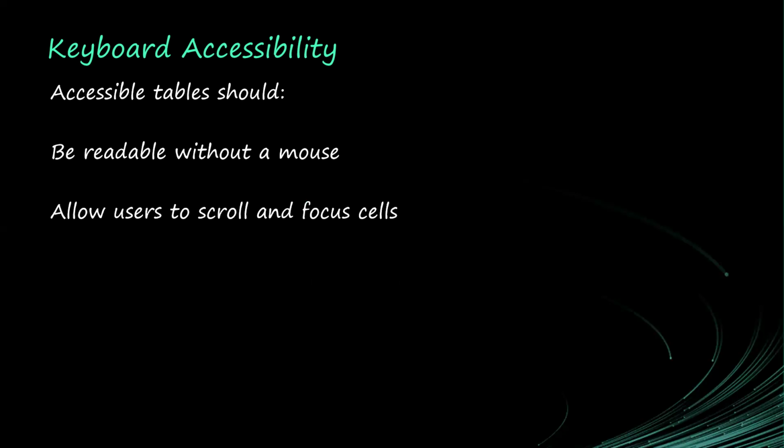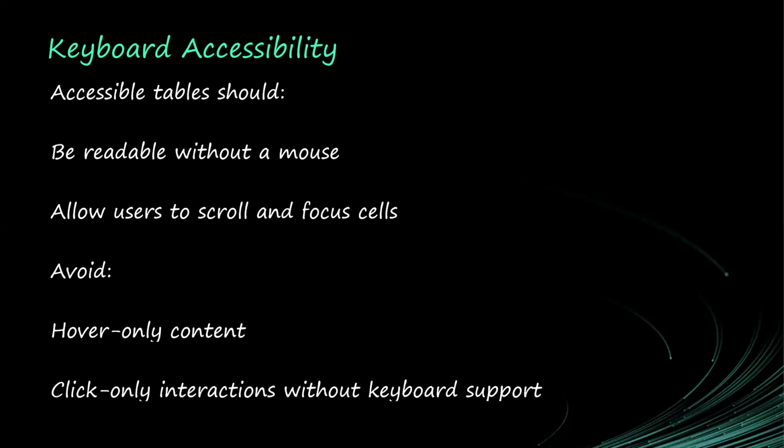For keyboard accessibility, accessible tables should be readable without a mouse. If your table is accessible, it should be readable without a mouse. It allows users to scroll and focus on cells. Avoid hover-only content. Avoid click-only interactions without keyboard support.